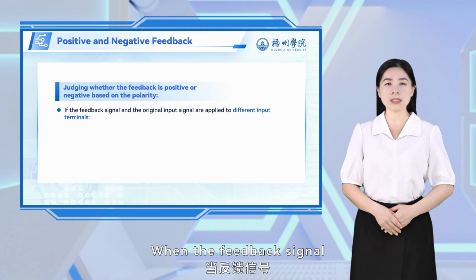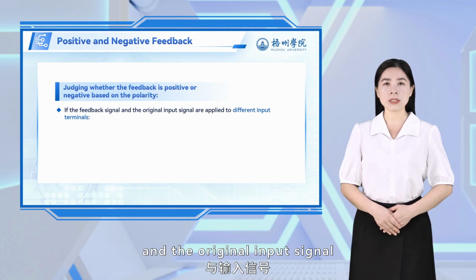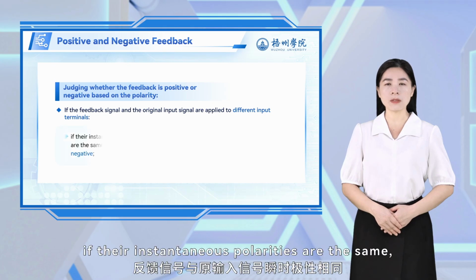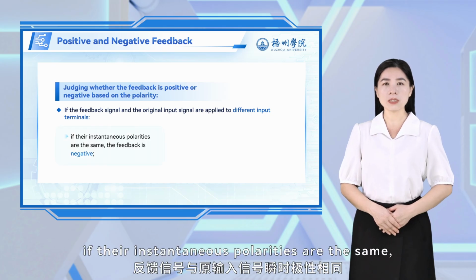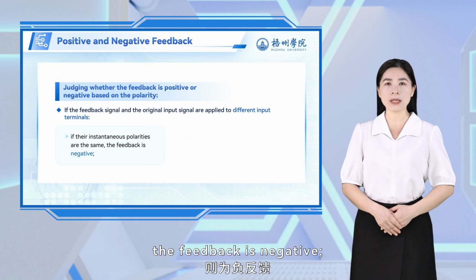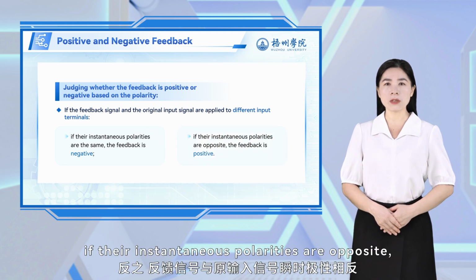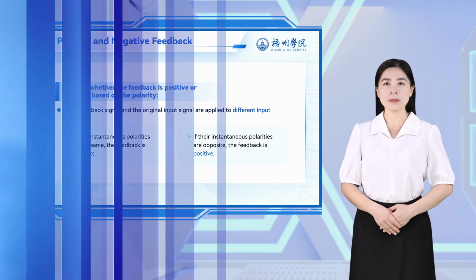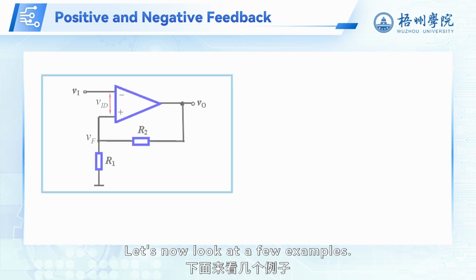When the feedback signal and the original input signal are applied to different input terminals, if their instantaneous polarities are the same, the feedback is negative. If their instantaneous polarities are opposite, the feedback is positive. Let's now look at a few examples.